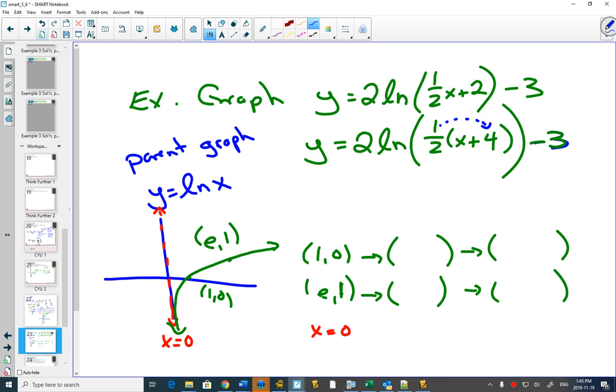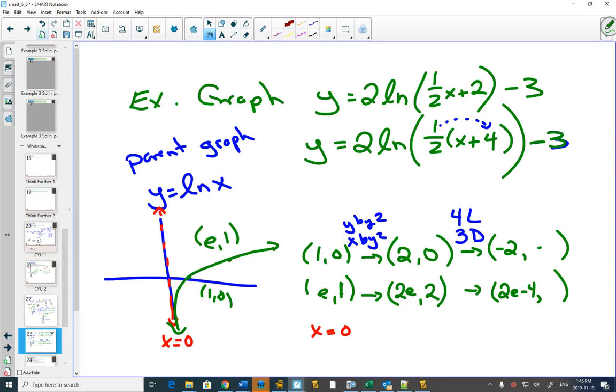And so what are we going to do? We said we're going to multiply y by 2 and x by 2. We're going to go 4 to the left and 3 down. So our first point, (2, 0), and multiply by 2, (2e, 2). 4 to the left, this will be negative 2. This will be 2e minus 4. There's nothing more you can do with that unless you go to decimals. And then 3 down, minus 3, minus 1.